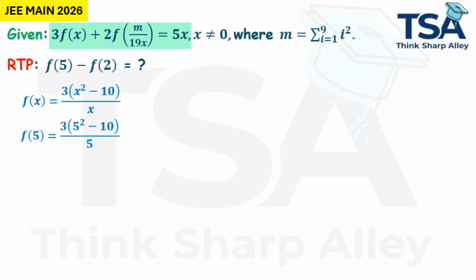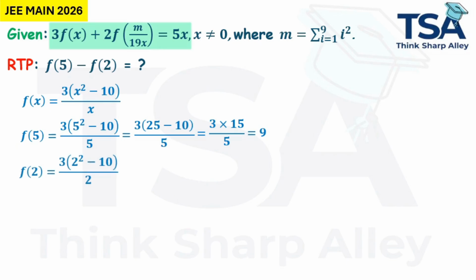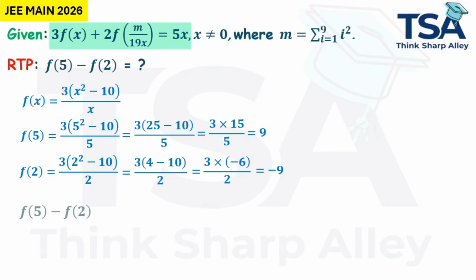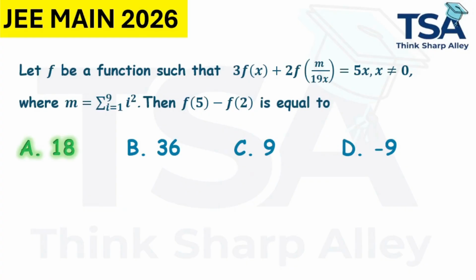Now we just plug in our target values. f(5) gives me 9, and f(2) gives me minus 9. So let's calculate their difference. So 9 minus minus 9 gives me 18. So for this question, option A is your clean, flawless victory.